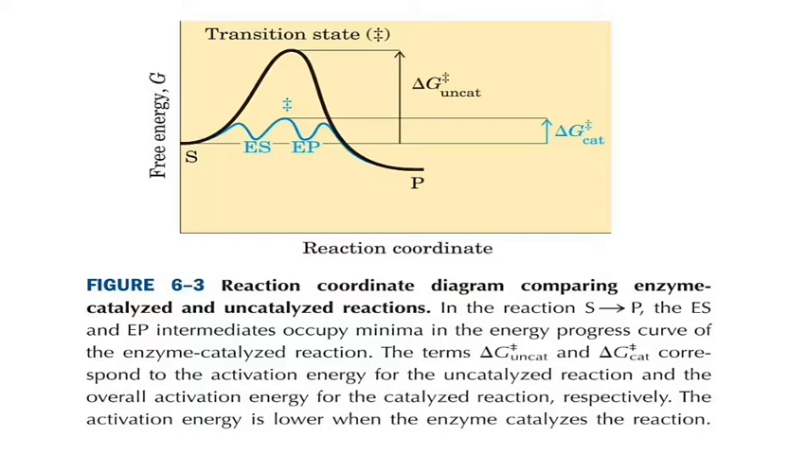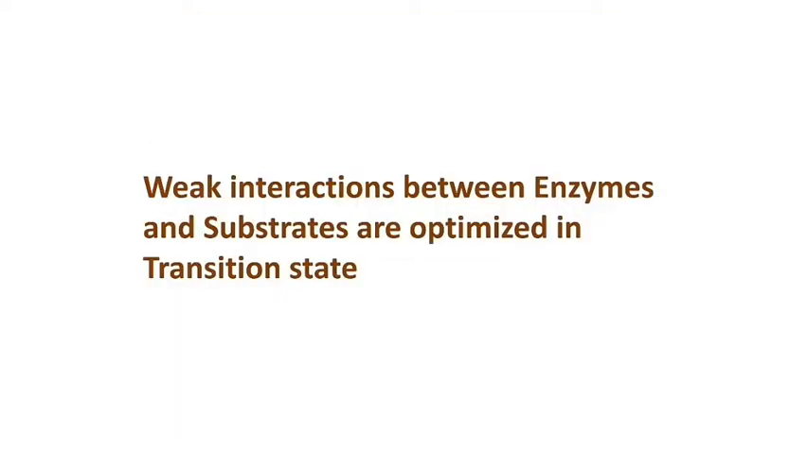Now, in the case of an enzyme catalyzed reaction, the enzyme forms weak non-covalent interactions with the substrate and decreases the activation energy of the reaction. That is, it brings a stabilization of the transition state, as a result of which there is a decrease in the activation energy of the reaction and it increases the rate of the reaction, but the equilibrium is maintained as there is no change in concentration of the reactant and the product. Now, the weak interactions between the enzyme and substrate are optimized in the transition state.